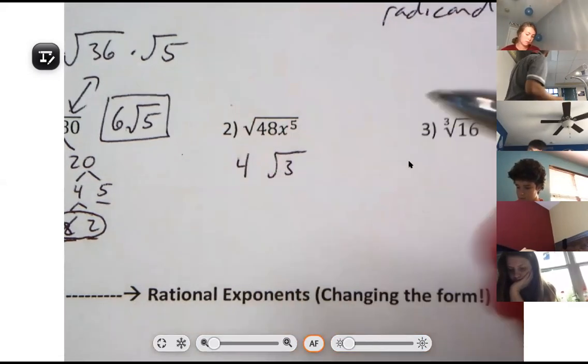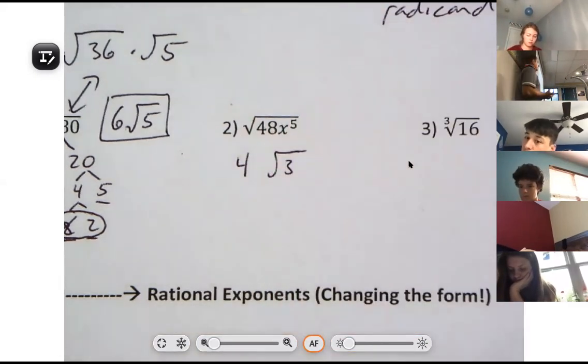Okay, notice I'm leaving some space after the 4, because when we have variables, we're also able to take some variables out sometimes. We want to get as much out as we possibly can. Now I'm going to show you guys one option to do this, okay?